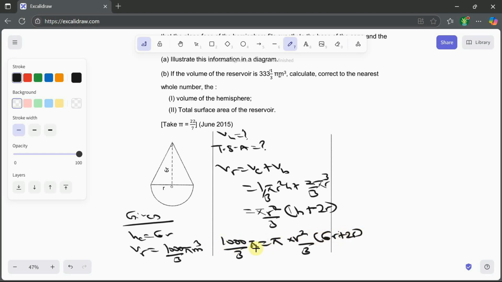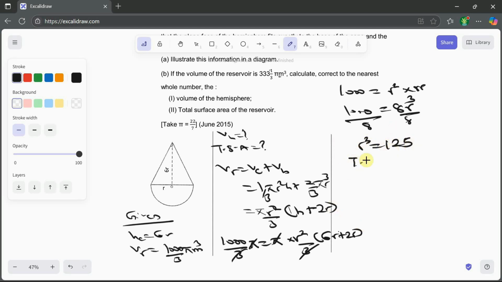So if you divide both sides, this pi will go, this 3 will go, this 3 will go. You can try that out. So that will be 1000 is equal to r squared times 8r. 1000 is equal to 8r cubed. If I divide both sides by 8, 1000 divided by 8 will give you 125. r cubed is equal to 125, and if I take cube roots of both sides, our r would be equal to 5 centimeter.